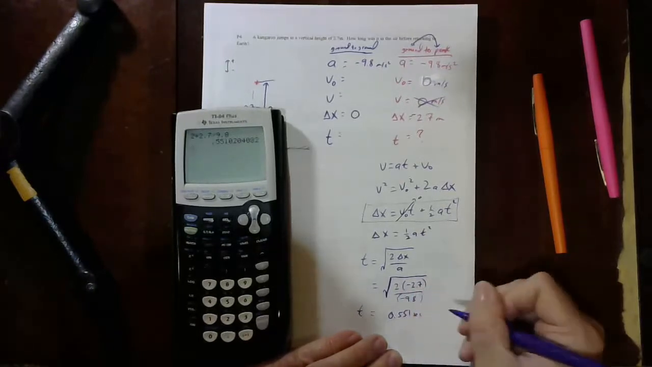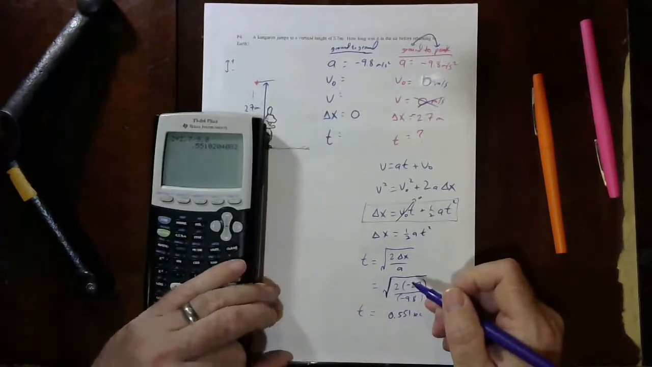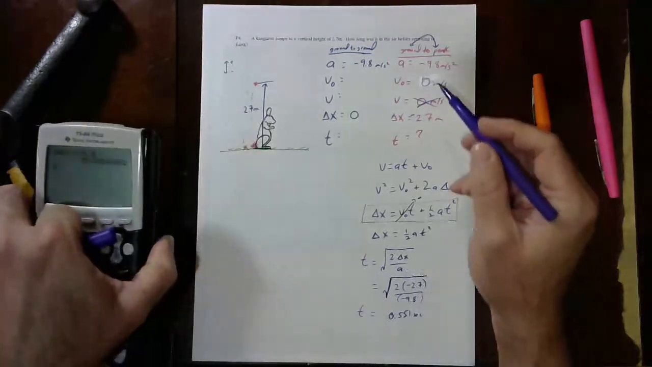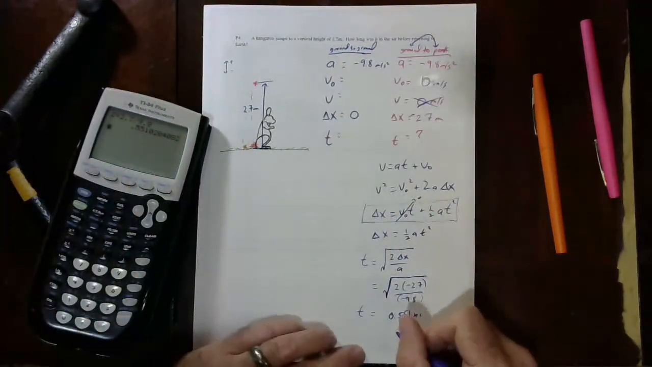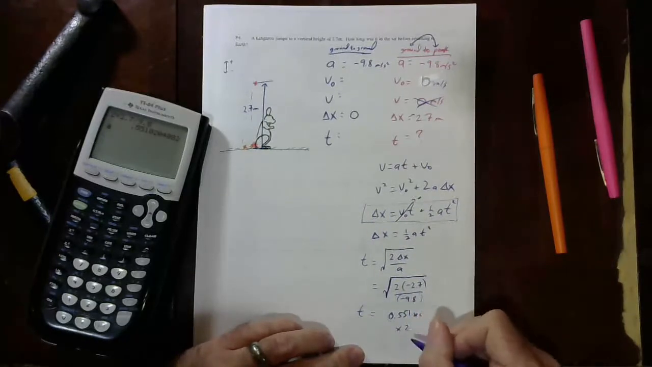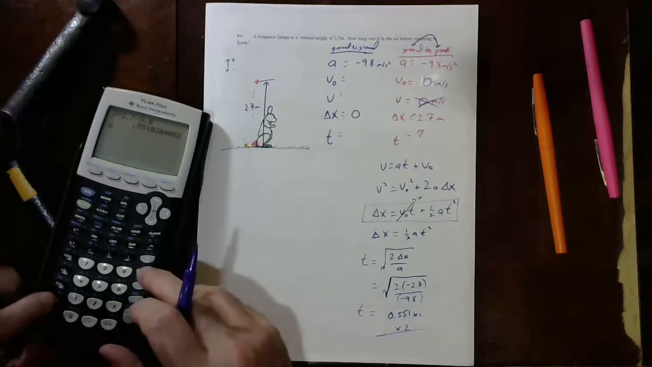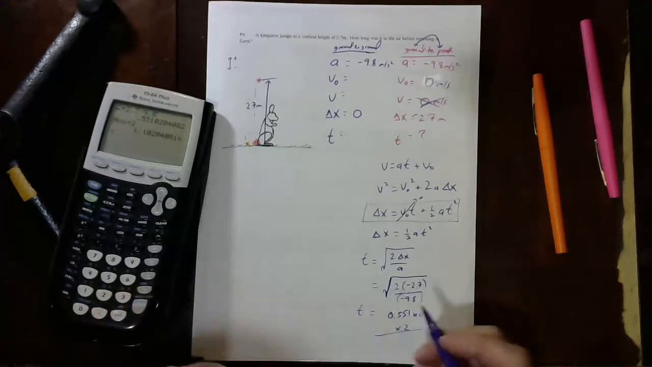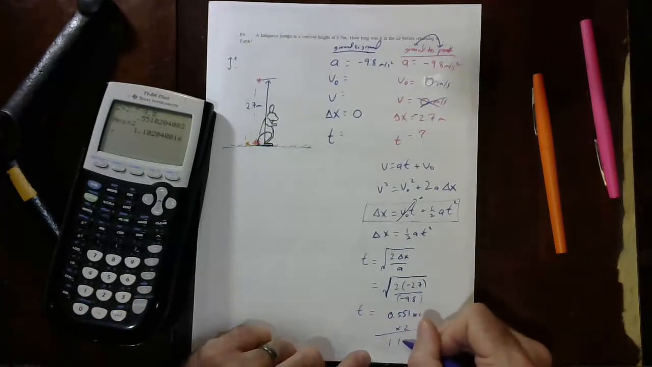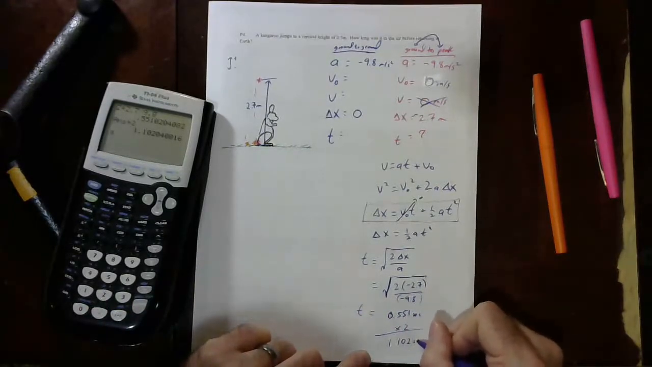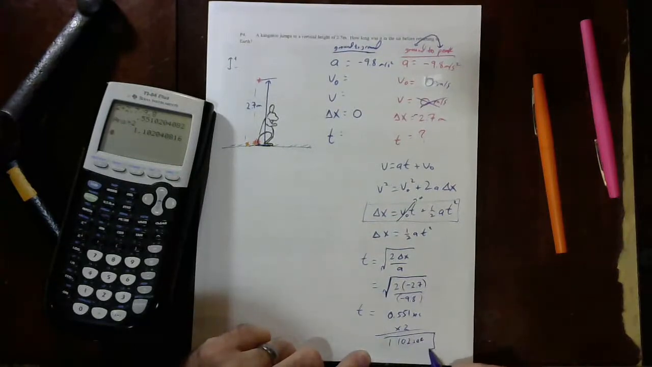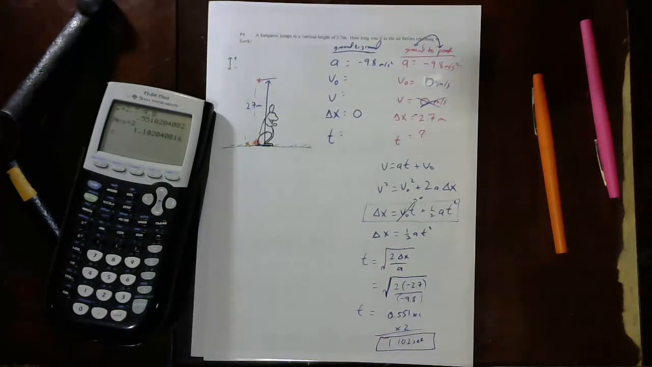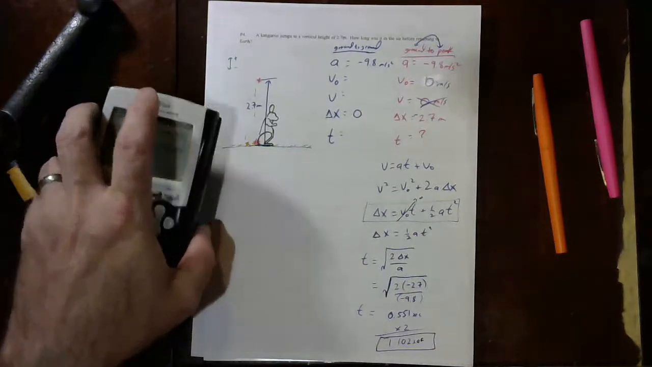0.551 seconds. You say, well, hang on, that's just the time for this to go from the peak to the ground. To find the total time it's in the air, we're going to double it. And so when I double it, you say 1.102 seconds is the hang time for that kangaroo. Ta-da! And that's that problem.